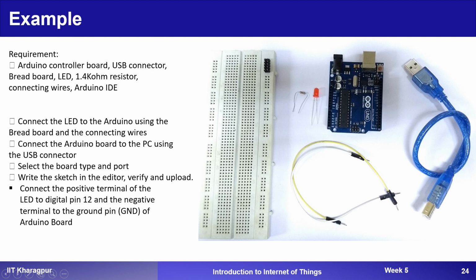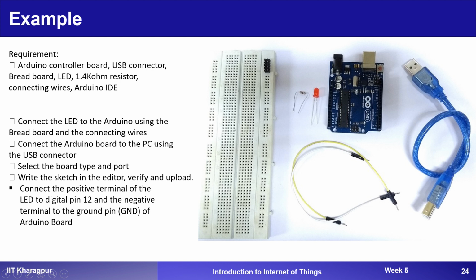First of all, you have to make the connection. Connect the LED to the Arduino using the breadboard and the connecting wires. Connect the Arduino board to the PC using the USB connector, and you have to select the board type and the port. After that, you have to write the sketch in the editor. After that, you have to verify that sketch and upload.